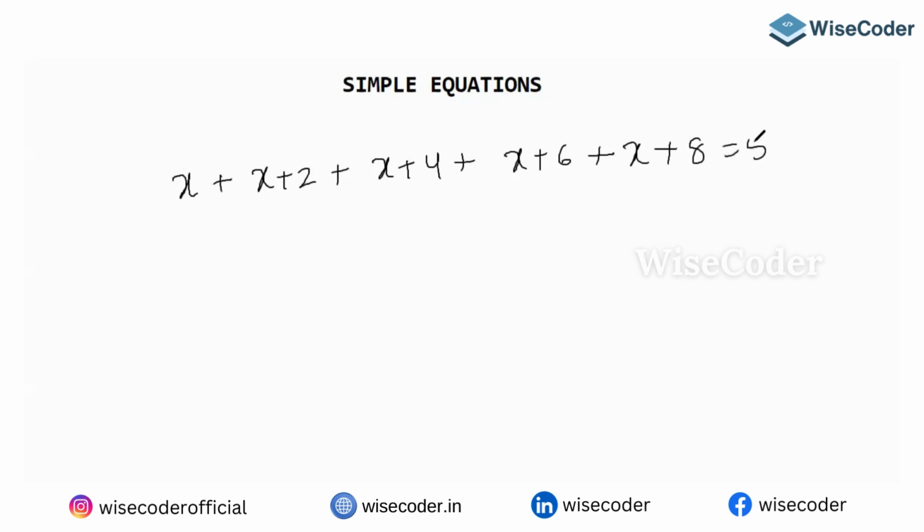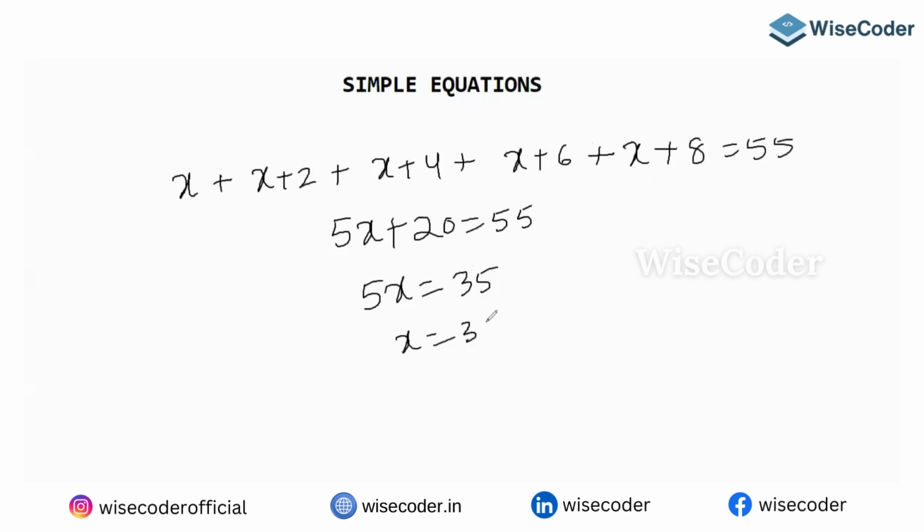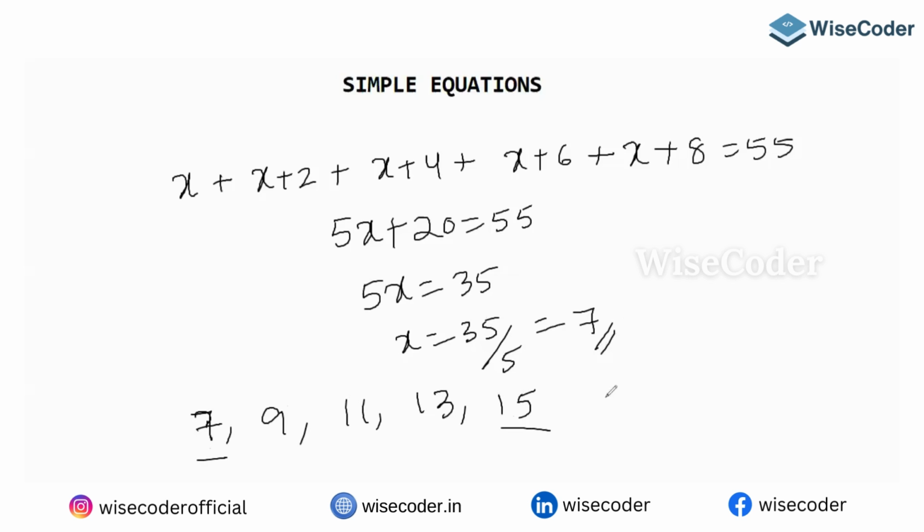If I add all these 5 numbers, what am I getting here? 55. So if you add it, you are going to get 5x plus 20, which is equals to 55. Then 5x is equals to 35. Then x is equals to 35 by 5. That will give you what? 7. So you can say your first number is 7, second number is 9, next number is 11, next number is 13, next number is what? 15.